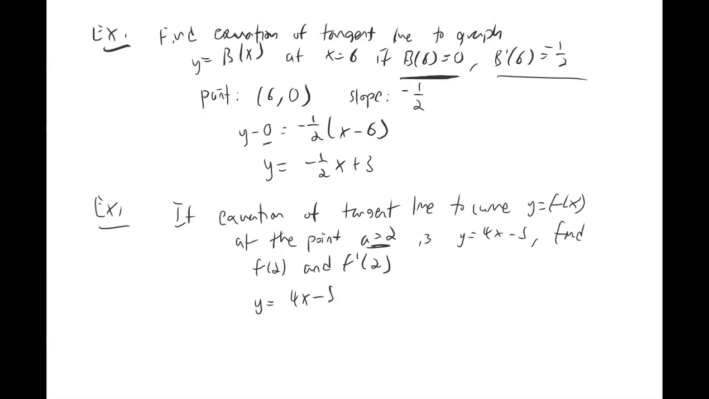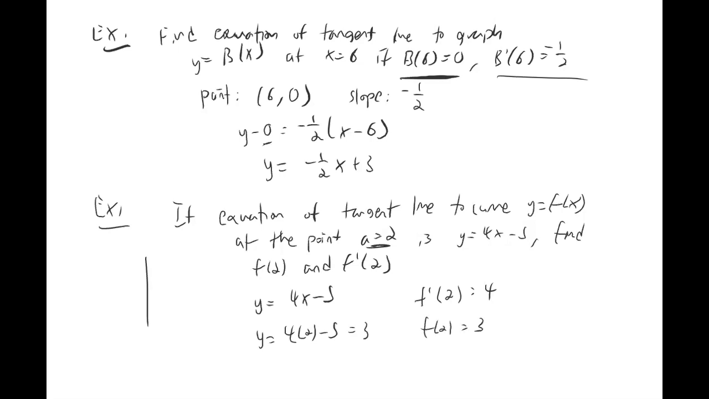So what's my slope? This should be easy. What is my slope? Yeah, so f prime at 2 is 4. And what is my value? Well, I just plug it in, right? So y equals 4 times 2 minus 5, that is 3.